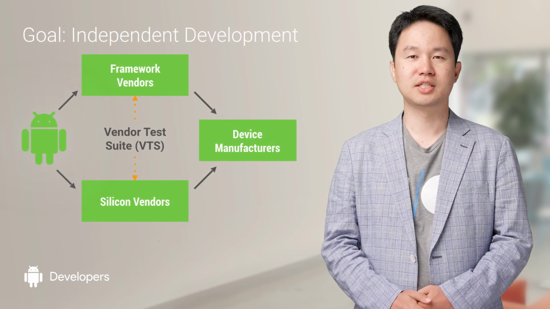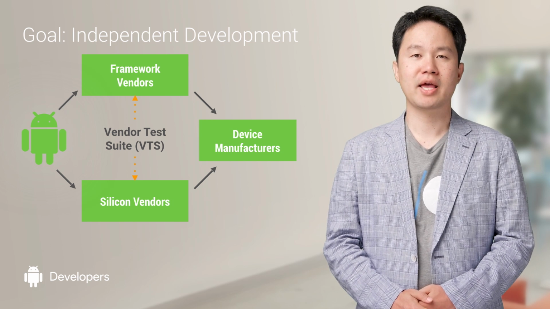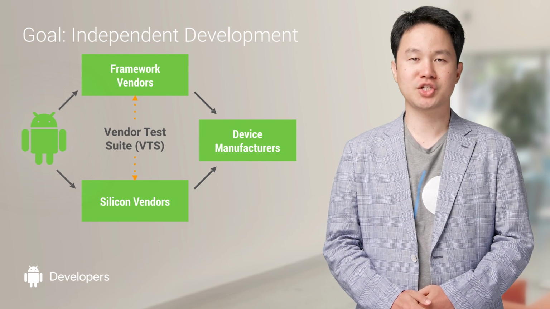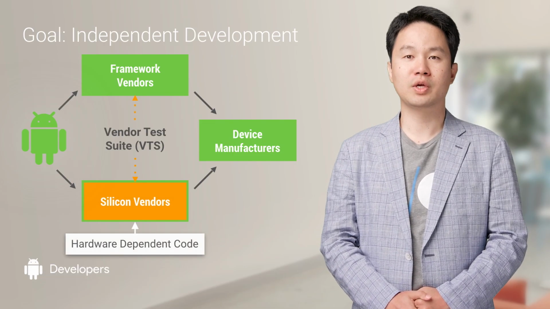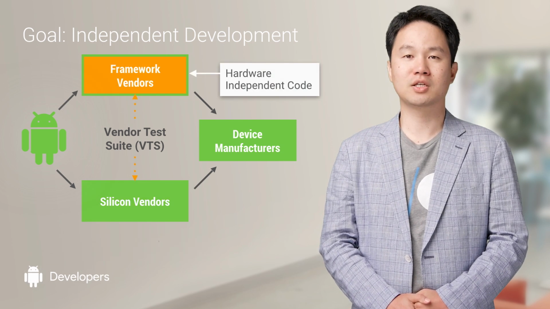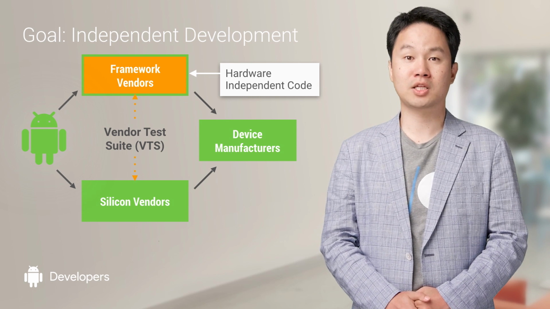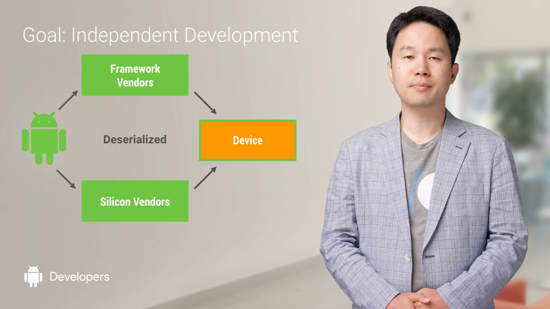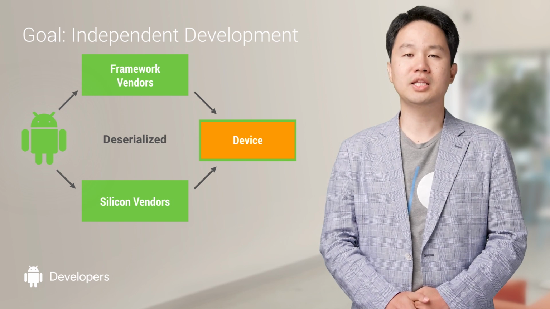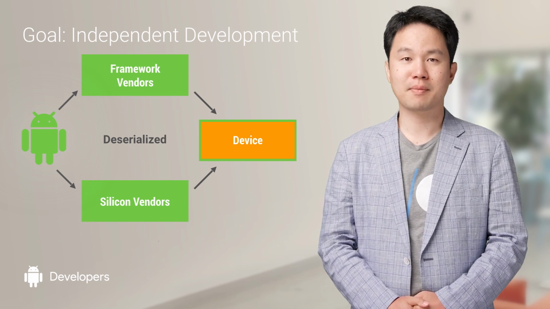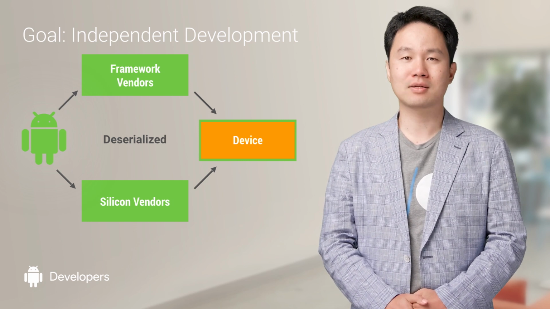In order to deserialize that manufacturing chain and address the Android updatability challenge, in 2018, we introduced the Vendor Test Suite, shortly VTS. VTS splits hardware-dependent code, which is mostly owned by silicon vendors, from hardware-independent code, mostly owned by framework vendors. As a result, framework and silicon vendors can develop their portions of Android platform software in isolation and then integrate them as long as both portions pass VTS.